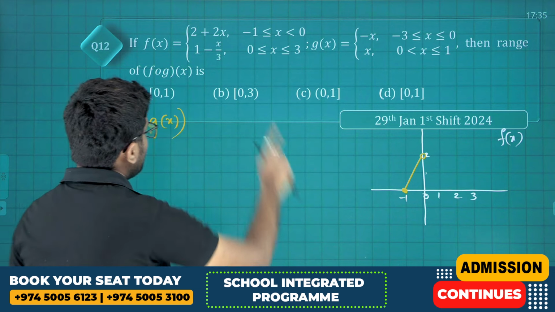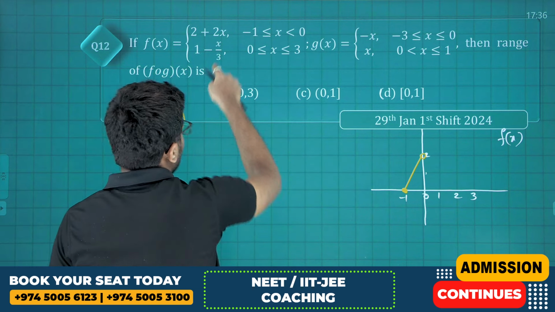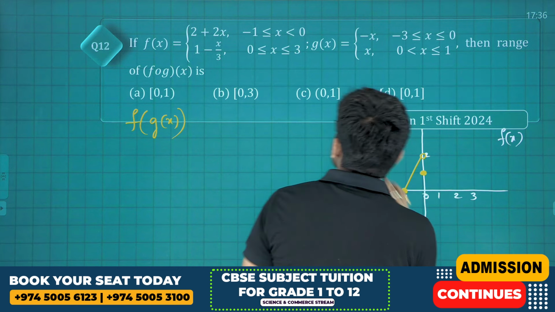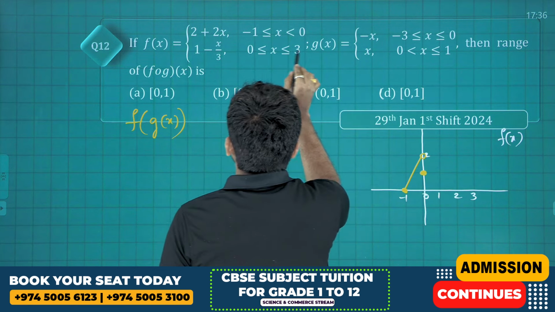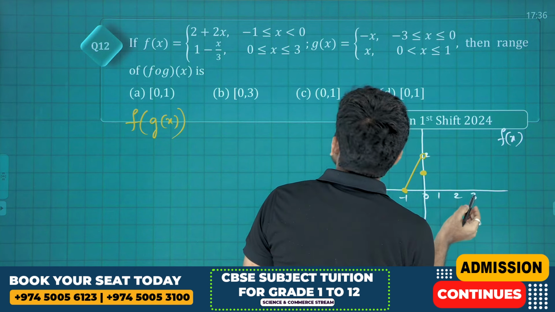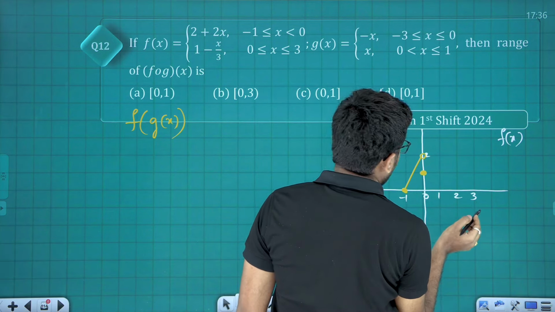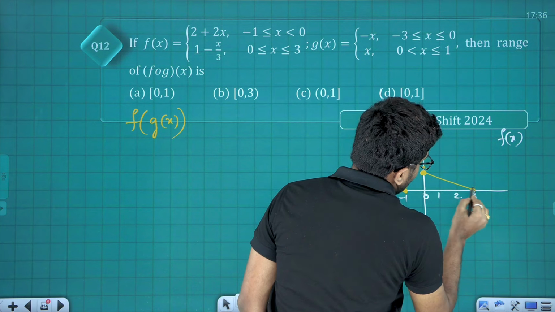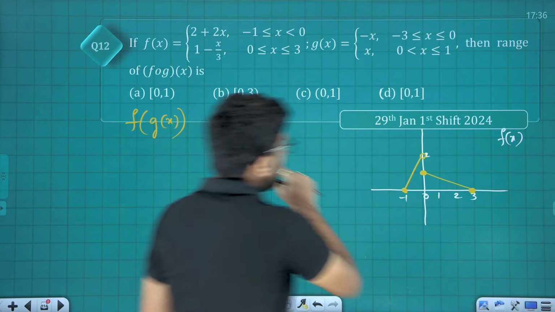Next, 0 to 3. If x is 0, f of x is 1. If x is 3, f of x is 1 minus 3 by 3, which is 1 minus 1. f of x is 0. So this is the graph of the function y equals f of x in the given interval.